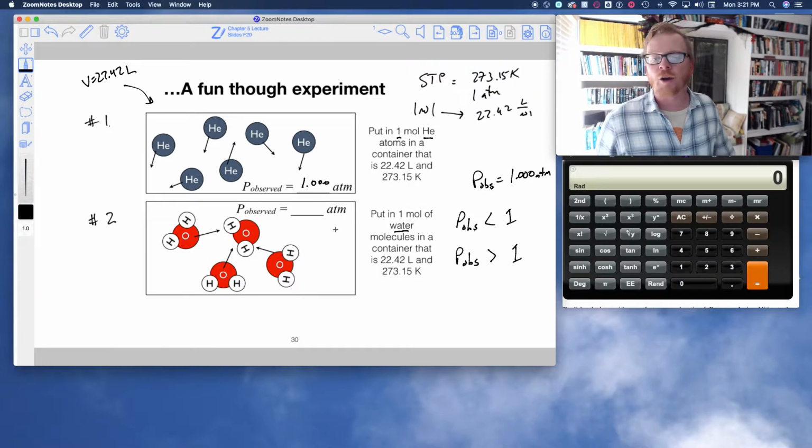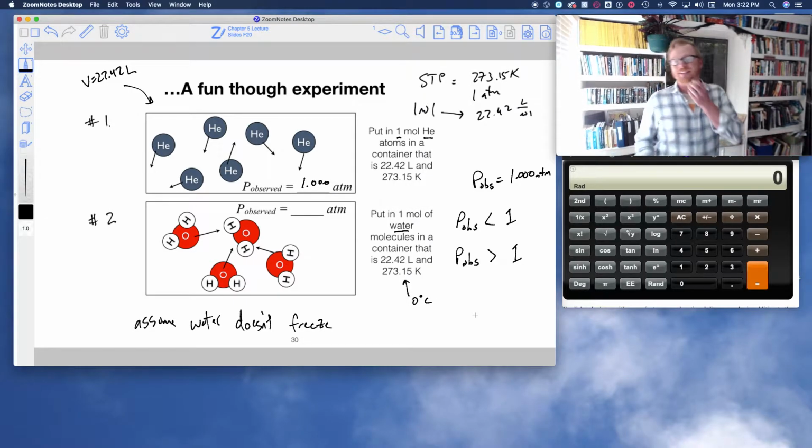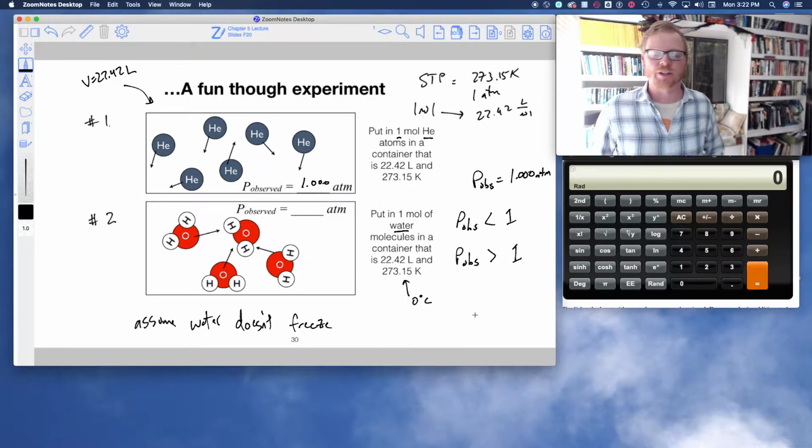But now what about the water? And the other thing that I'm going to say about this, we're going to assume water doesn't freeze. Because as it turns out, 273.15 Kelvin is 0 degrees Celsius, so we know water would freeze at that temperature. But in this thought experiment, let's assume water doesn't freeze.